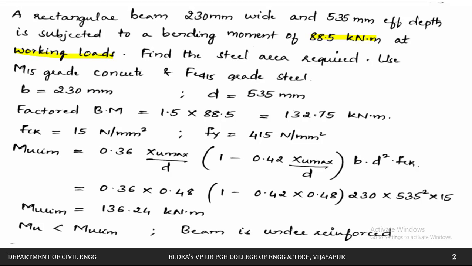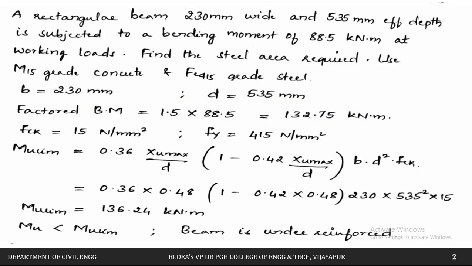But we will always try to calculate for the factored bending moment. So we'll apply a factor of safety of 1.5. Therefore we'll calculate the factored bending moment, that is equal to 1.5 times 88.5 kN. We'll apply a partial safety factor of 1.5 to the load or that moment. If you multiply, you'll get the answer as 132.75 kN. For this moment, we will calculate the area of steel required.